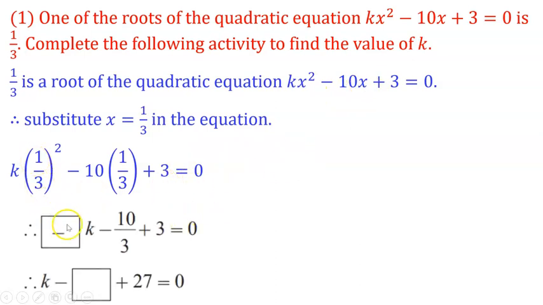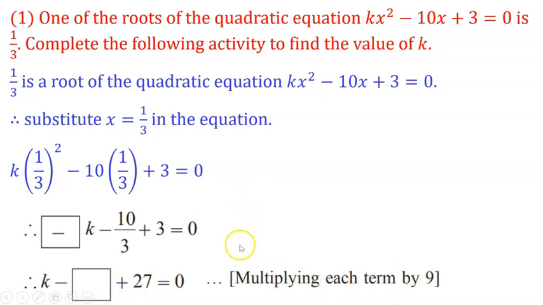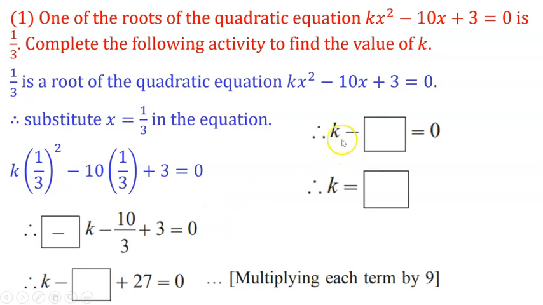Next, look here, there are fill in the blanks. Okay, that is this dash dash into k minus 10 by 3 plus 3 is equals to 0. K minus dash dash plus 27 is equals to 0. Multiplying each term by 9. And the next k minus dash dash is equals to 0. Therefore k is equals to dash dash.